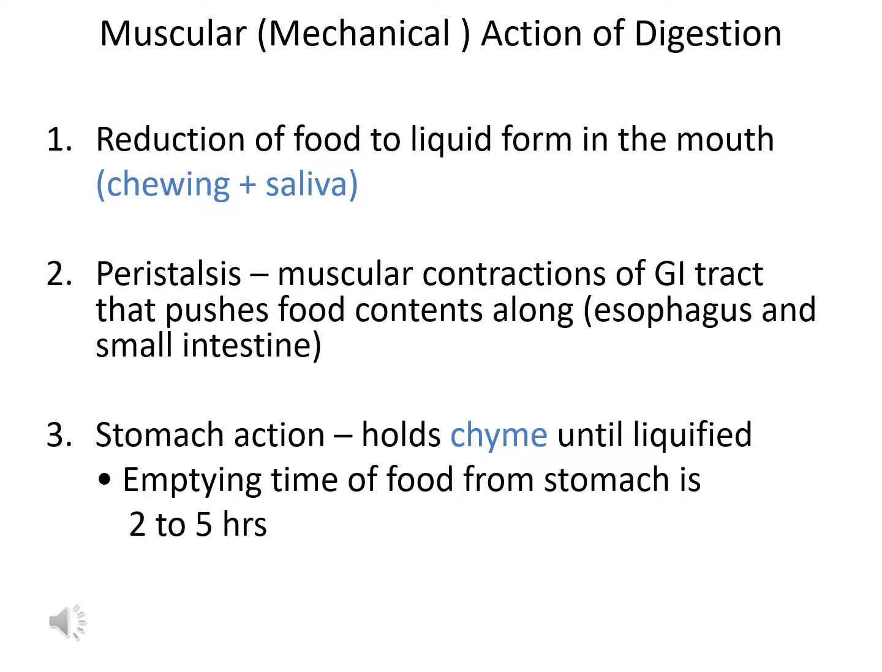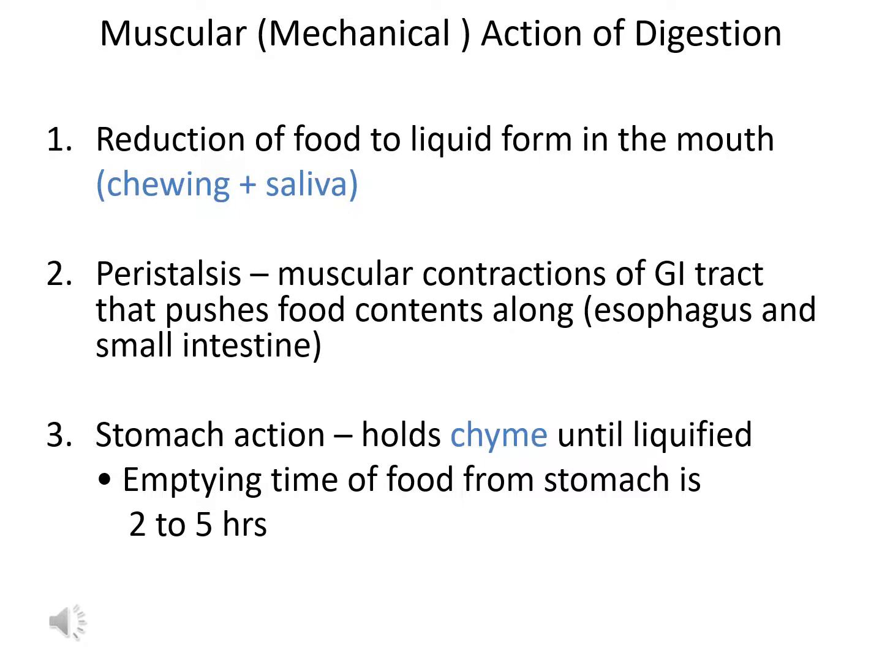As you're chewing, you're reducing the food to a type of liquid form. Remember that those contents are going to mix together with the saliva, ultimately forming the bolus. But that entry point is going to involve a muscular or a mechanical action.